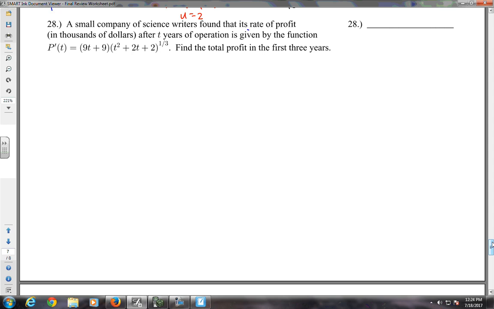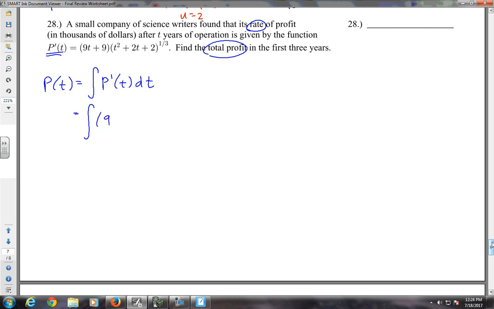So what we have is the rate of change. Notice it's the derivative, but we're just looking for the total profit function. So how do I get from derivative back to original? I have to integrate. So my total profit function is going to be the integral of P prime of t with respect to the variable t.